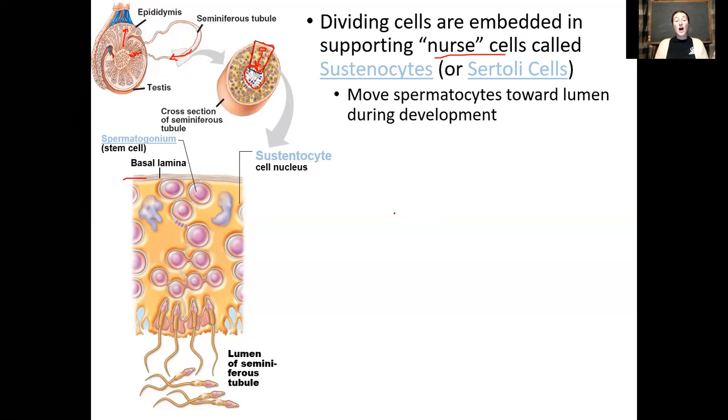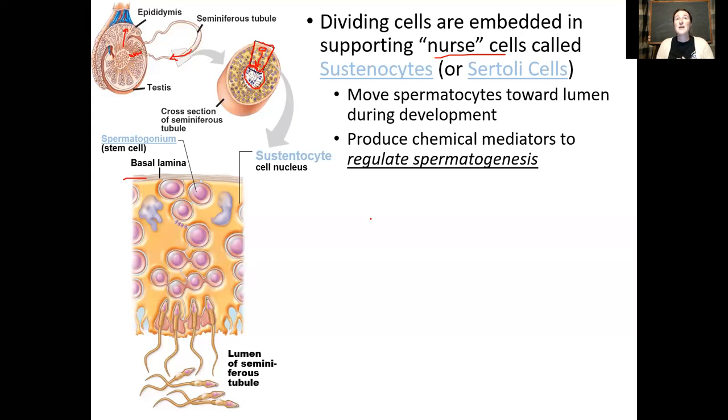Sertoli cells have tons of different roles, and they're critically important in not only spermatogenesis, but a lot of other things as well. First of all, they're important in actually pushing the developing sperm down into the lumen, right? So as I said, these cells are physically moved closer to the lumen, and the cells responsible for doing that are the Sertoli cells.